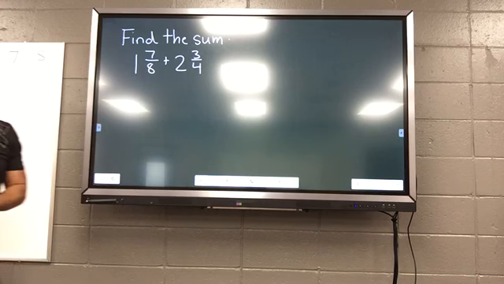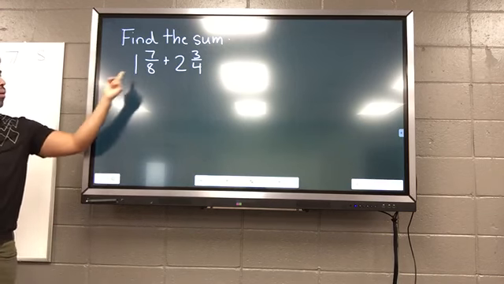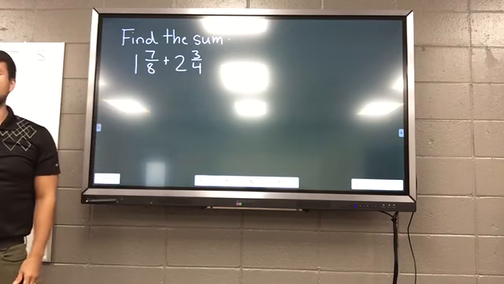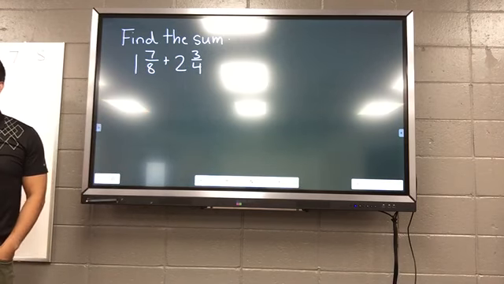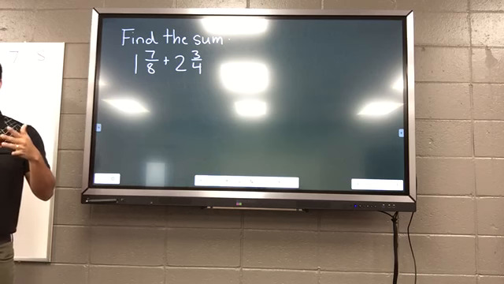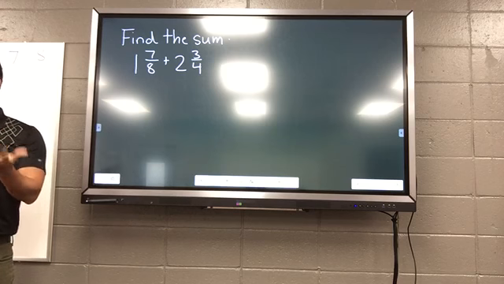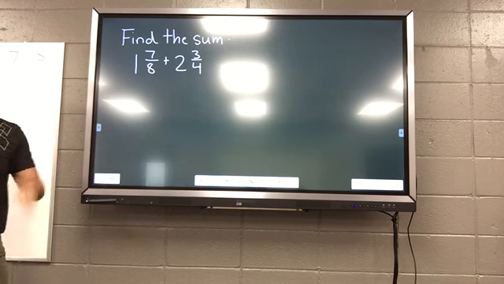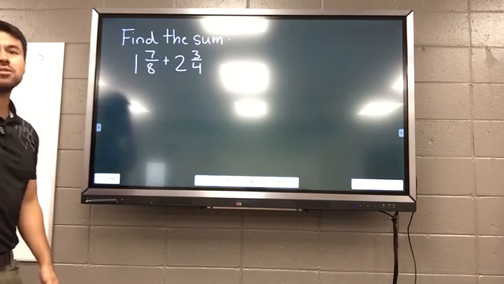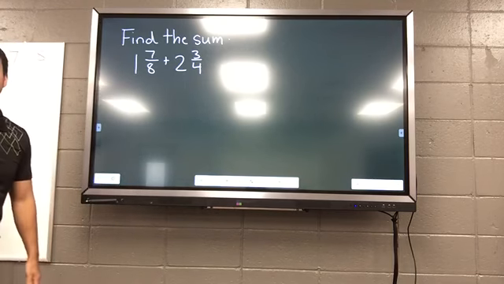Okay, do we have the same sign for 1 7/8 and 2 3/4? Do they have the same sign? Yes. Yeah, they're both positive. And I mean positive or negative. So do they have the same sign? Yeah, they're both positives. So we just add the absolute values and keep the same sign. Yes, sir. Tucker?